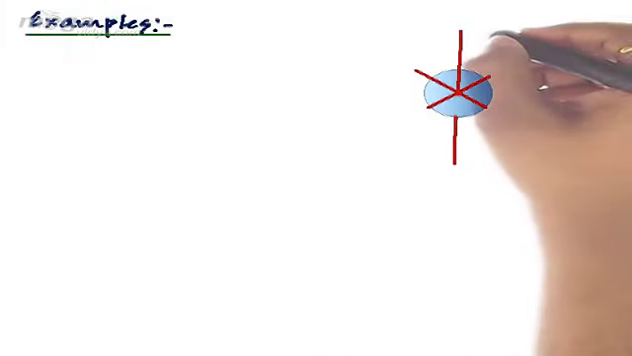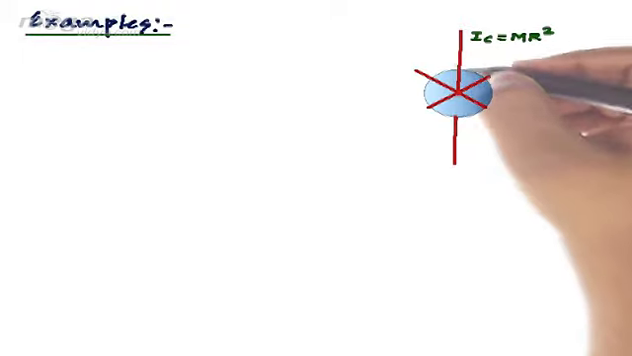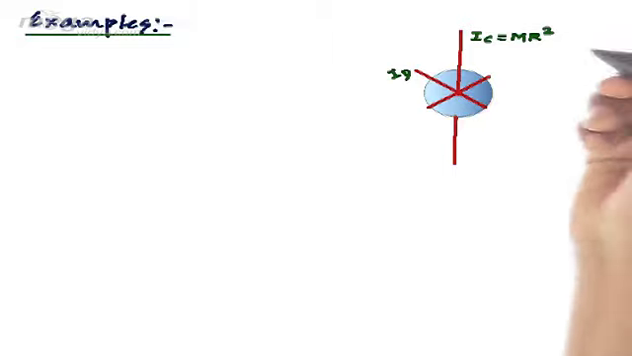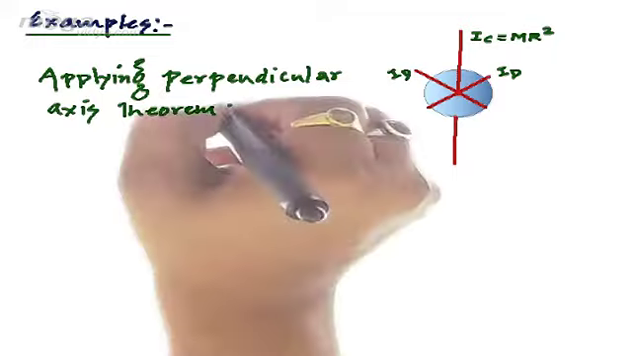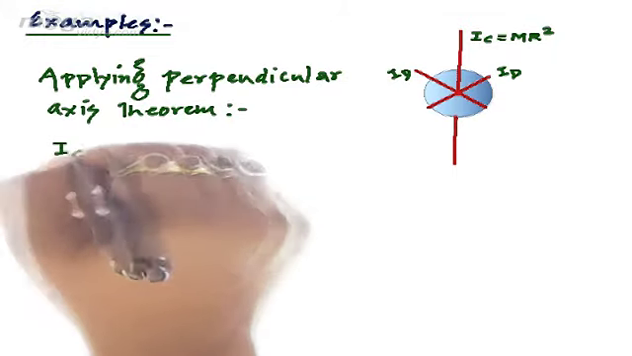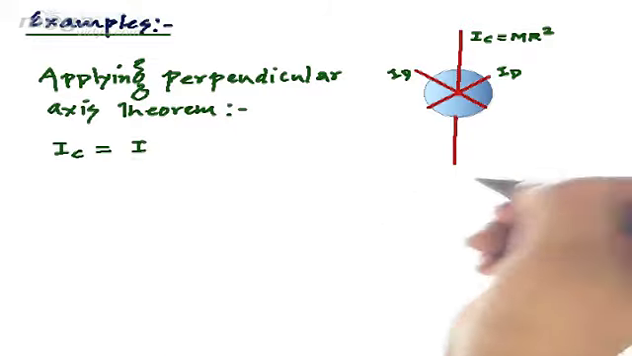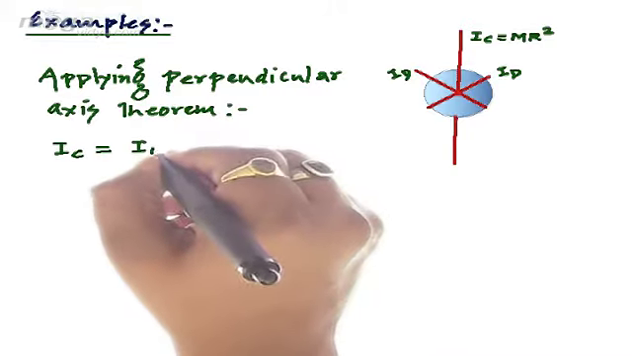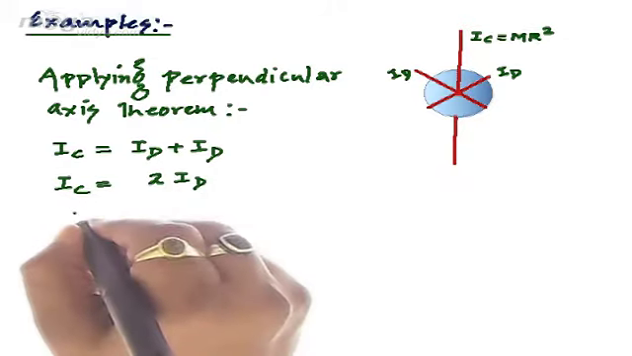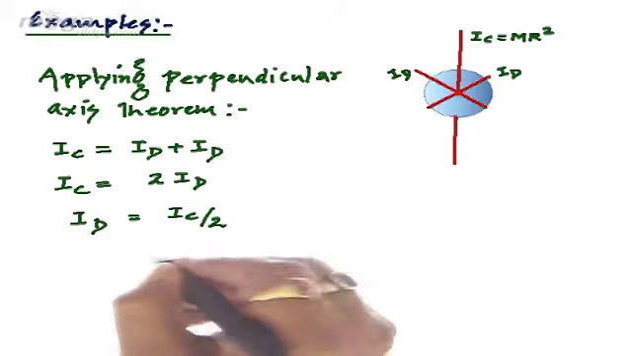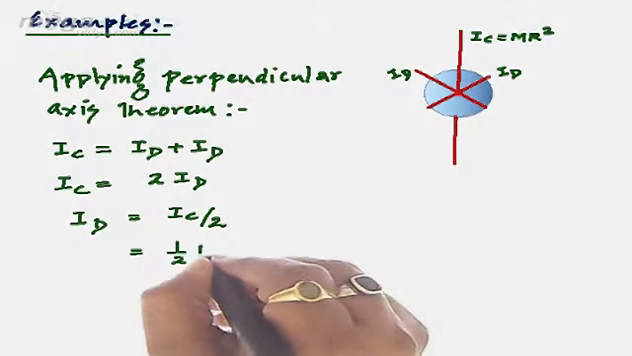Let us consider a ring. The moment of inertia of the ring about the centroidal axis IC is given to be equal to mr square. We are required to calculate the moment of inertia about the diameter. Let us consider these two diameters, and let the moment of inertia about both the diameters, which will be equal, be ID. Applying the perpendicular axis theorem, the moment of inertia IC will be equal to the sum of the moments of inertia about the two axes, that is ID plus ID. So IC will be equal to 2 ID. So ID will be equal to IC upon 2, which is equal to 1 upon 2 mr square.